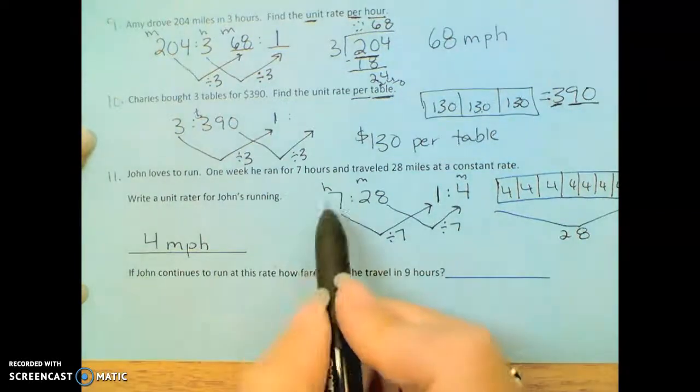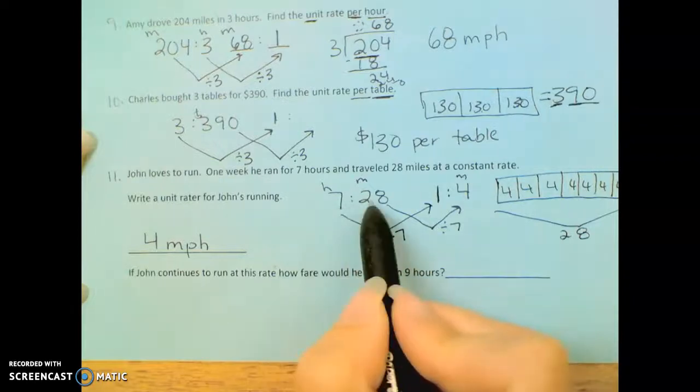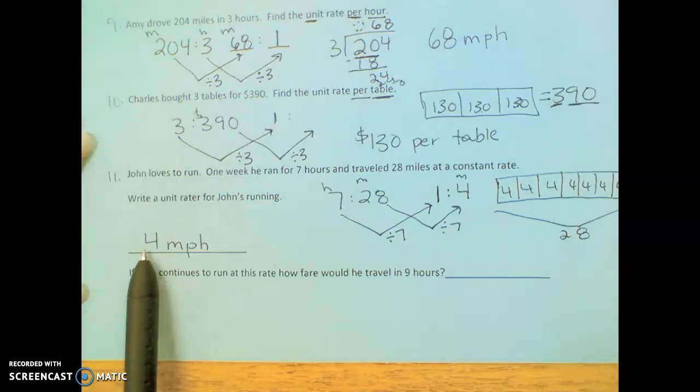If you did it the other way, because sometimes kids will get confused and put the 1 here and try to figure it out, you have to really think about, does that make sense? Could a human run that fast, or does it make sense in that context? Could somebody run 4 miles in an hour? Sure they could.